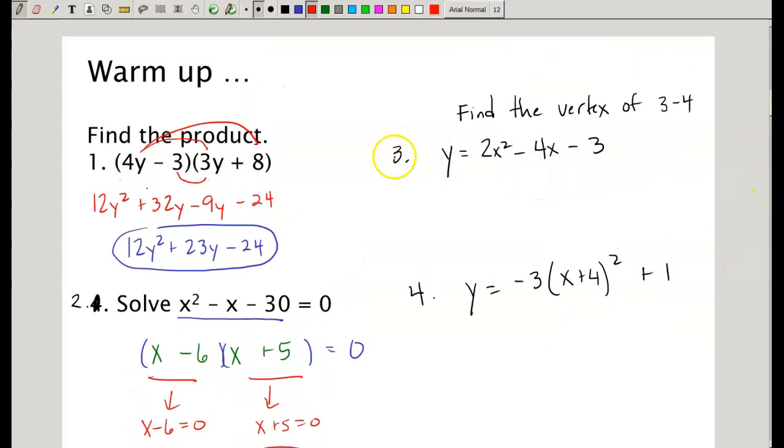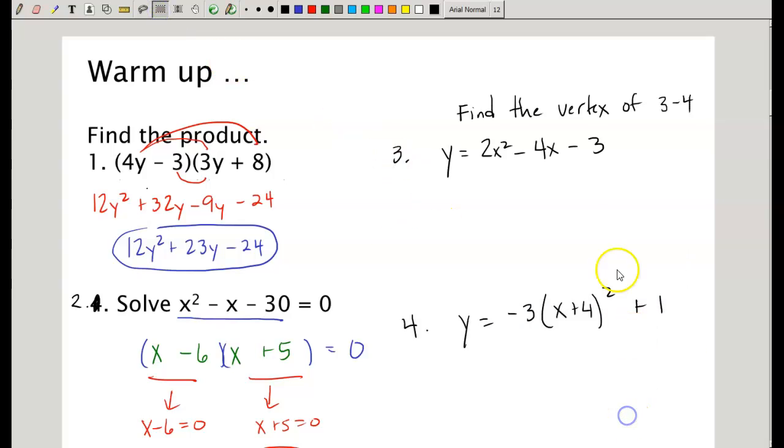Therefore my answers to this question are x equals 6 and x equals negative 5. All right, for number 3 and 4, you just had to find the vertex. This is a little review on 4.1 and 4.2. Number 3 is in standard form, so in order to find the vertex, you have to do negative b over 2a. That's negative 4, which changes to a positive 4, divided by 2 times a, which is 2, which means my x value is 1.